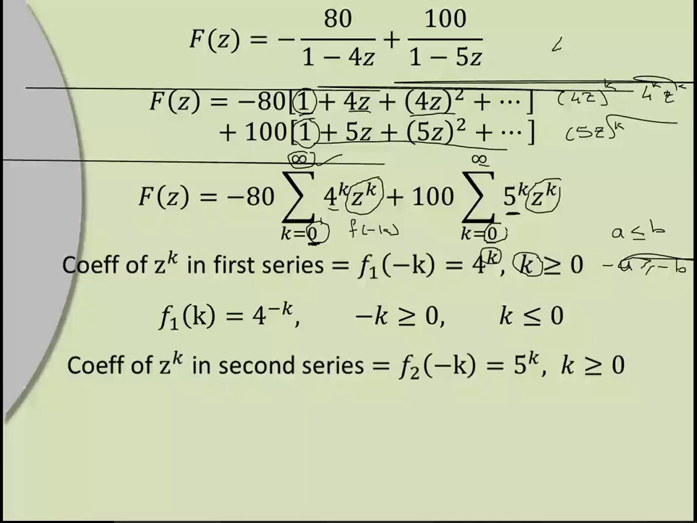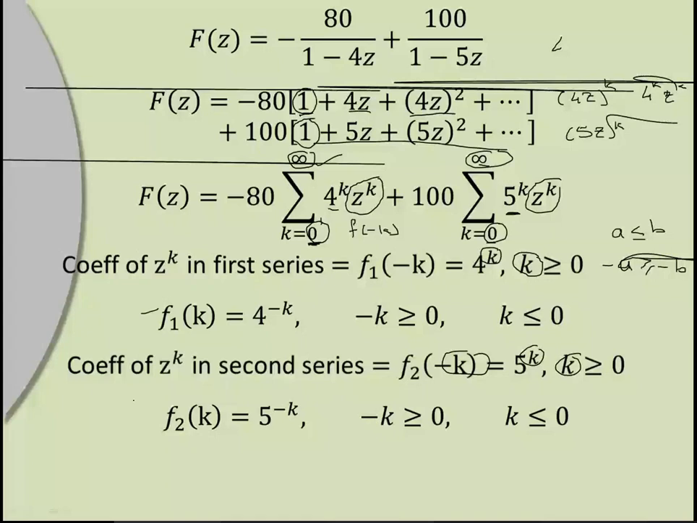Now we want f of k. So wherever minus k is there, replace it by k. Change the sign of k everywhere. So f2 of k will be 5 raised to minus k, changing the sign of this and this. So f of positive k will be 5 raised to minus k, with minus k greater equals 0. And if we multiply both sides by a negative sign, we get k less equals 0.